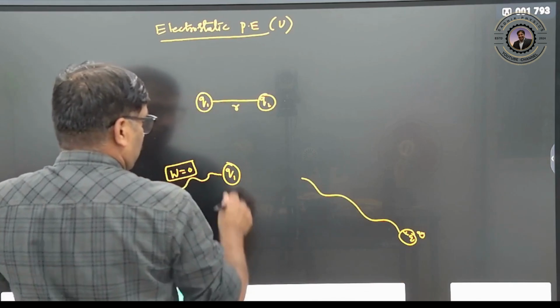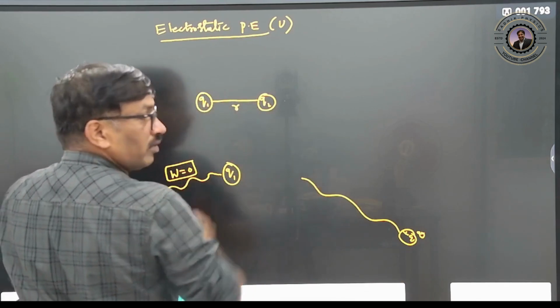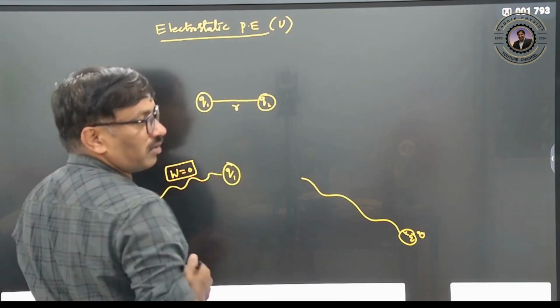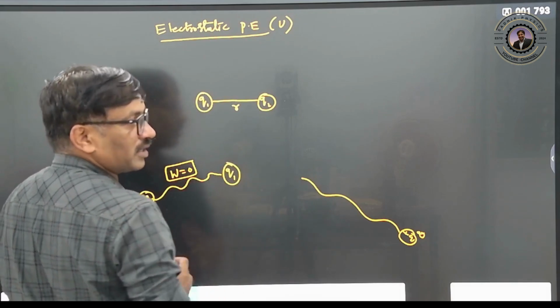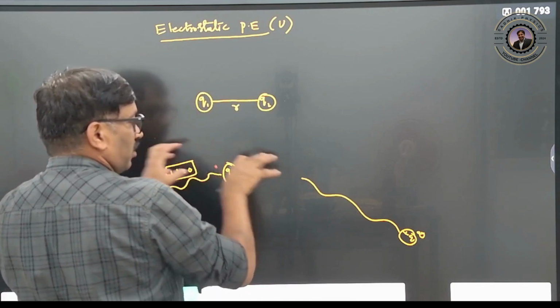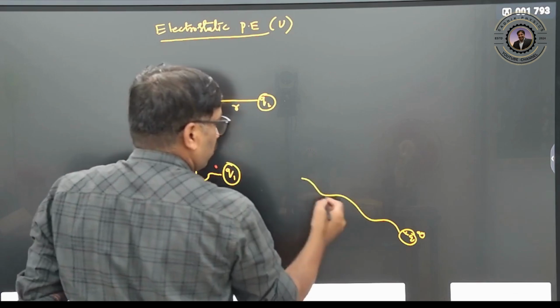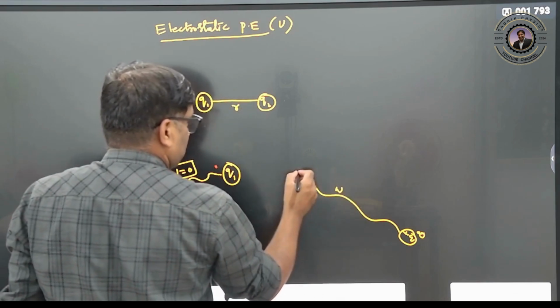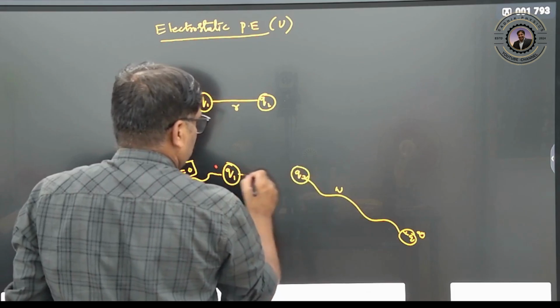To bring this charge, the first charge is creating some field here, so it is exerting some force on it. Like the potential we just discussed, it is creating a field, so a potential will be created here due to this one. It is going to exert a force, therefore we have to do a certain amount of work to bring this charge q2.